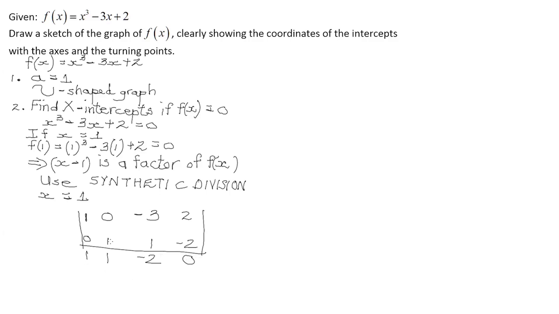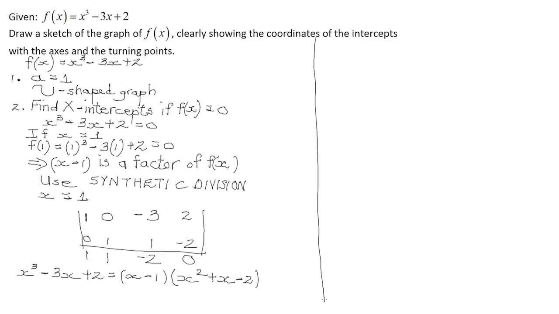So obviously, what will your factors be here? It means that x cubed, because that's your initial one, minus 3x plus 2 is equal to, what are your factors? Your first factor is x minus 1. And now we're taking the other factors from here. x squared, because the first one is x squared, plus 1x minus 2.